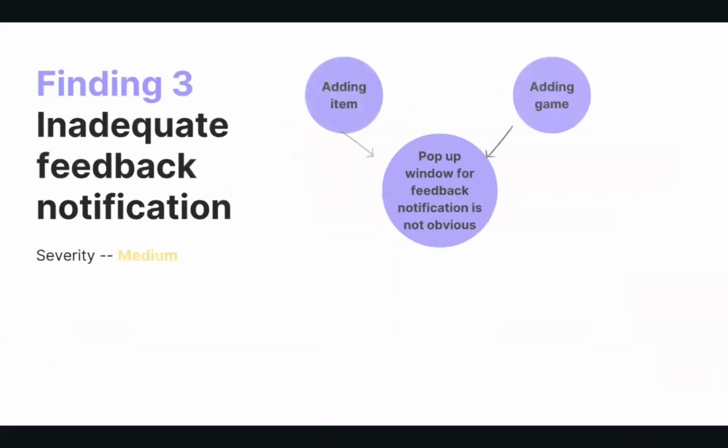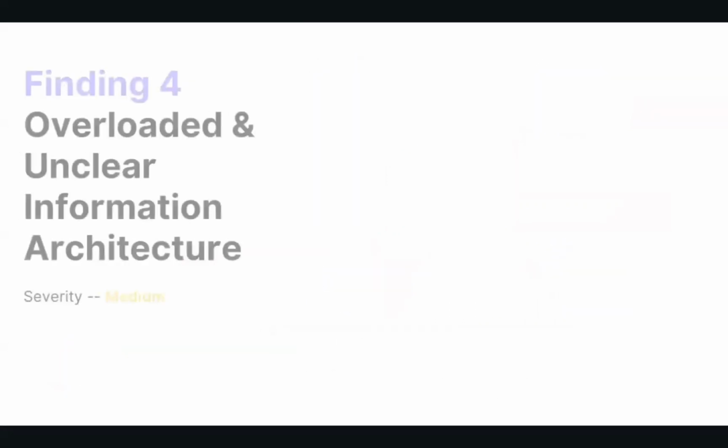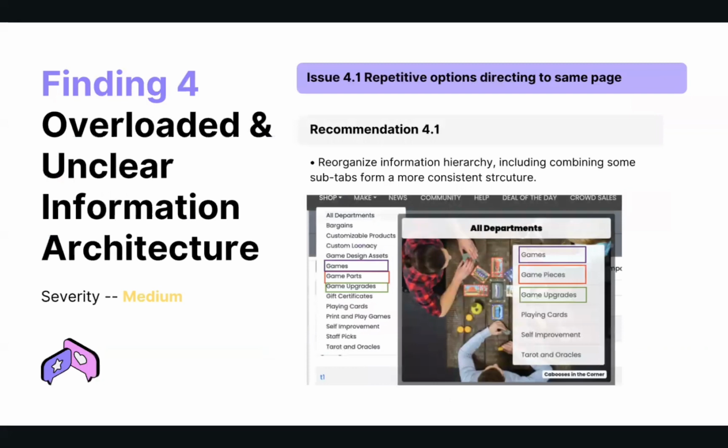Finding 3, inadequate feedback notification. The website should enhance the visibility of the feedback notification pop-up window and use contrasting color to make notification visually prominent. Finding 4, overloaded and unclear information architecture. Issue 1, repetitive options which redirect to the same page. The website could reorganize the information hierarchy, including combining some subtabs for a more consistent structure.